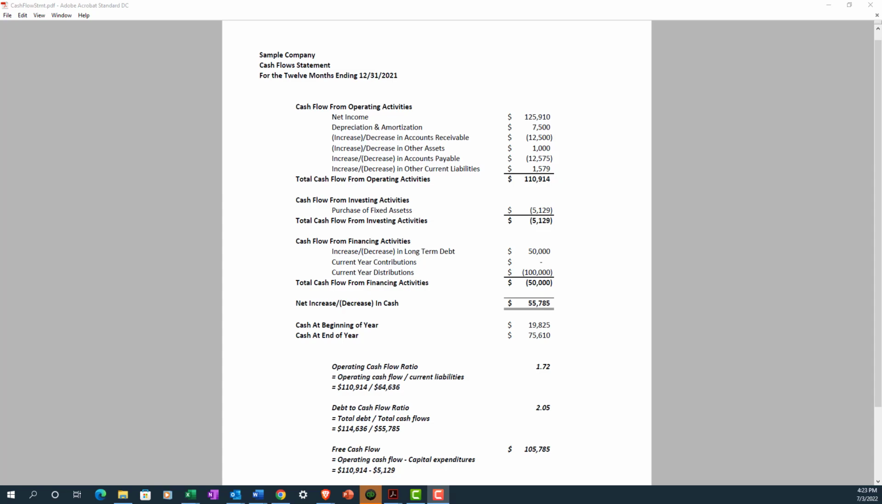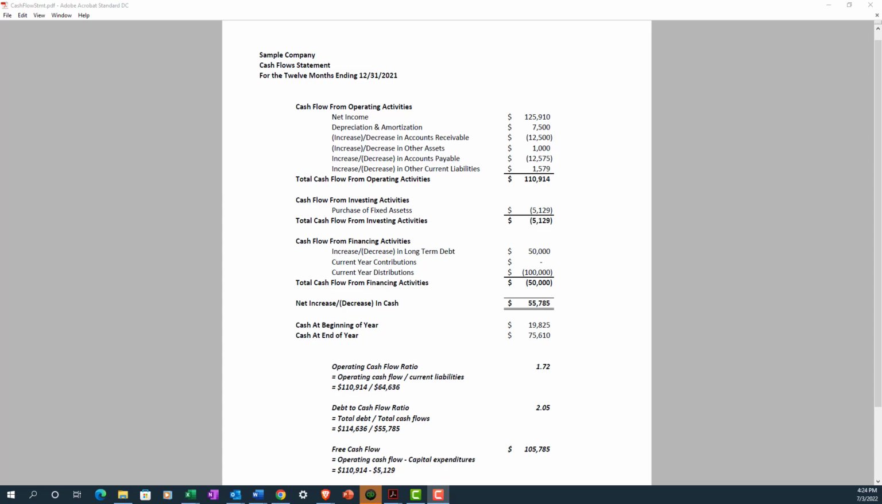If you take a look at our sample cash flow statement on the screen, you'll see there are three main parts. First, in the top portion, is the cash flows from operating activities. Then second is the cash flow from investing activities. And the third portion is cash flow from financing activities.